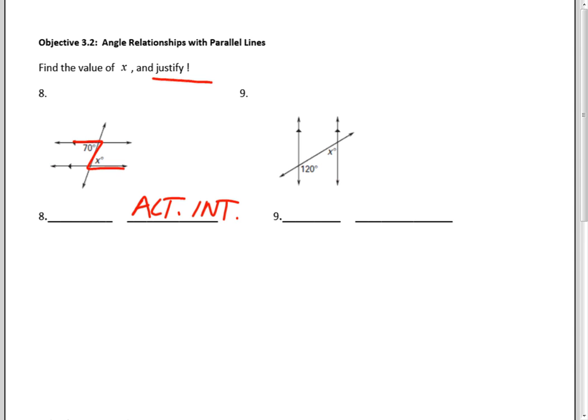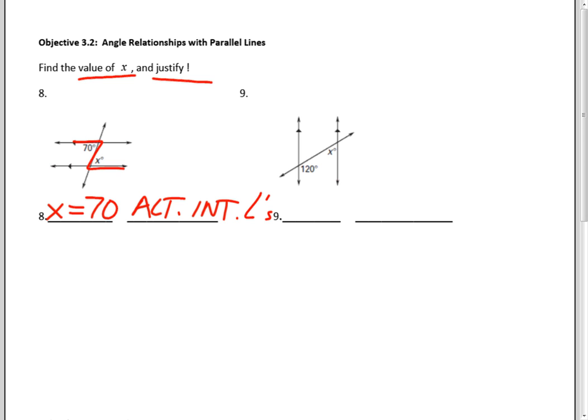And what's our relationship for alternate interior angles? At this stage, we only have 2 choices. What are they? Equal or supplementary? Equal. So, value of x. Make sure you write down the variable. Make sure you write down the number. Did I write down any degree measure there? Or any degree symbol? No.